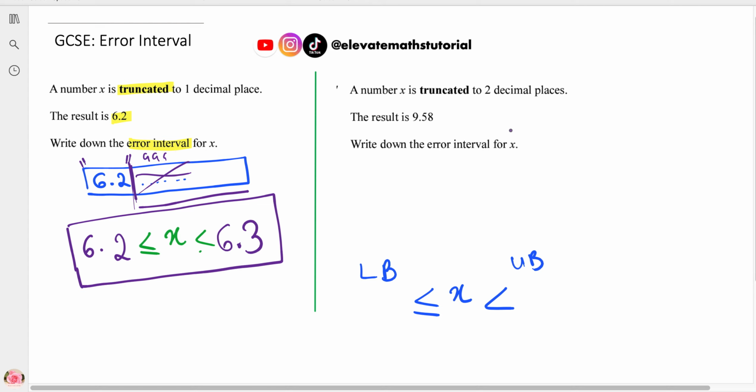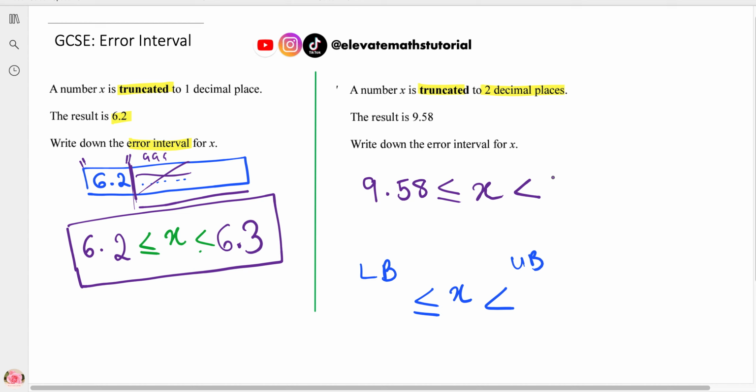So again, the same idea here. The value here is truncated to two decimal places, and we got this as the answer. So what could have been on the calculator, the lowest value, it could have been just that, 9.58, and there was nothing past that point. So x has to be at least 9.58. There's nothing past this point, or less than.